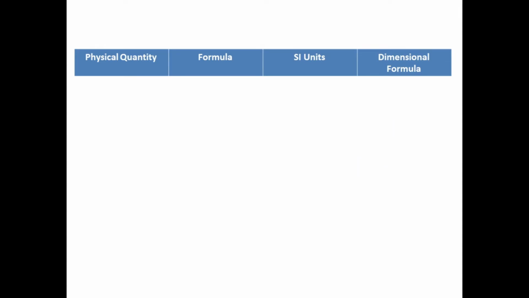First physical quantity is velocity. If you would have paid attention to your grade 9 online classes, then you would be knowing that velocity is displacement by time and its SI unit is meter per second or ms^-1. This is also meter per second.